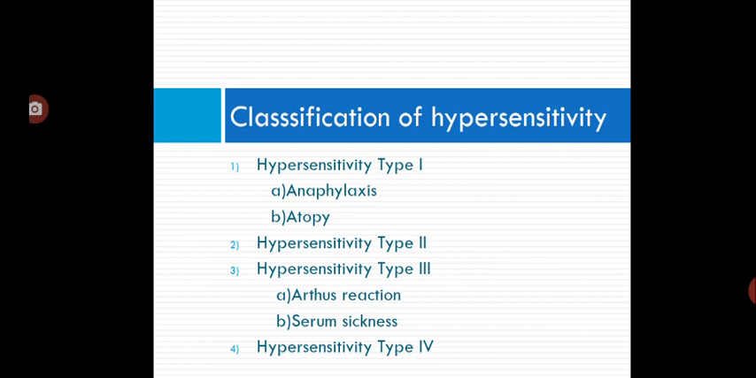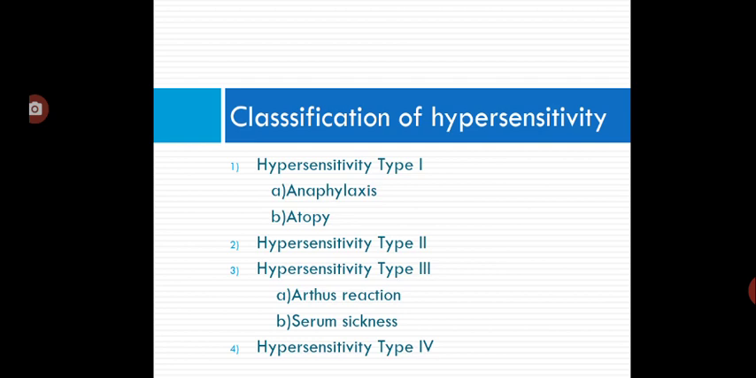The antigen combines with cell-bound IgE antibodies fixed on the surface of mast cells, and this antigen-antibody complex stimulates these cells to release mediators, resulting in clinical features of atopy, for example, food allergy, dust allergy, and drug allergy.